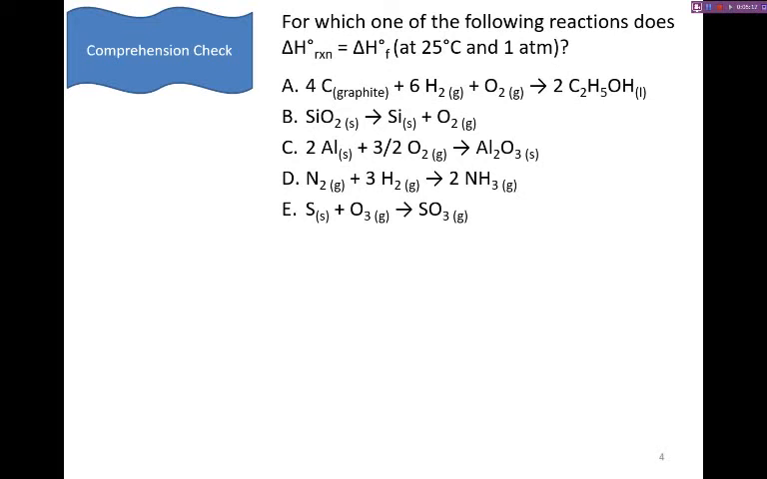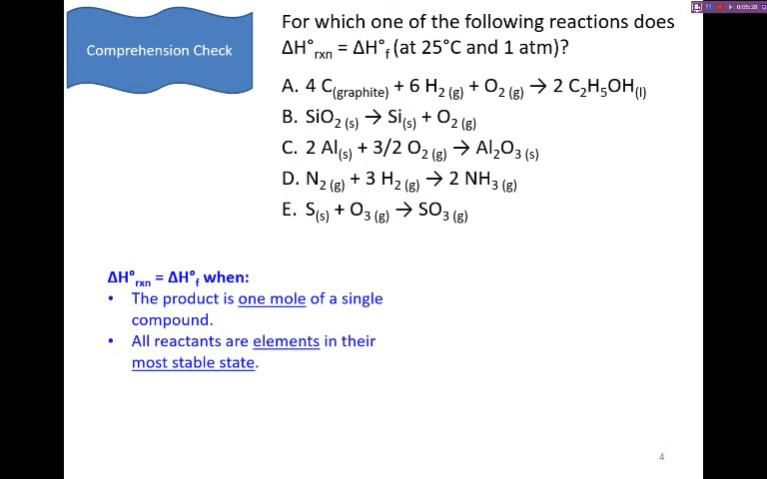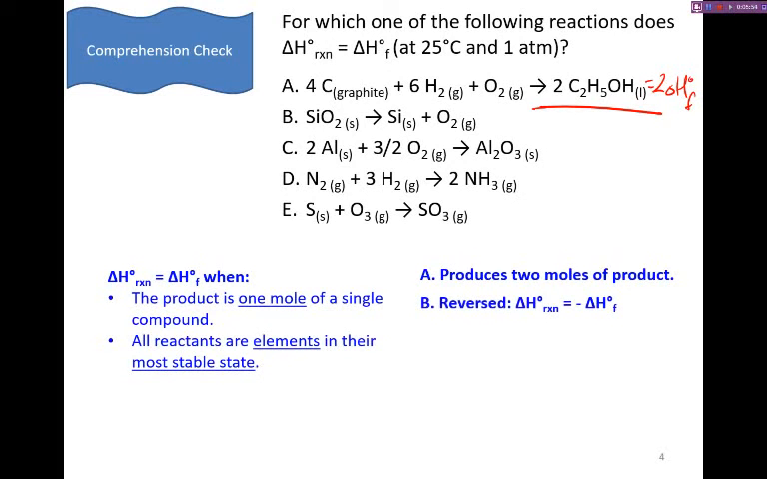Welcome back. So we want to know for which one of the following reactions does the enthalpy of reaction equal the enthalpy of formation? So let's just go down. Let's remind ourselves that we need to form 1 mole of single compound and that the elements must be in their standard states. So A is wrong because it produces 2 moles of product. So this would be equal to 2 times the standard enthalpy of formation. B is wrong because it's the reverse. It is the negative standard enthalpy of formation.